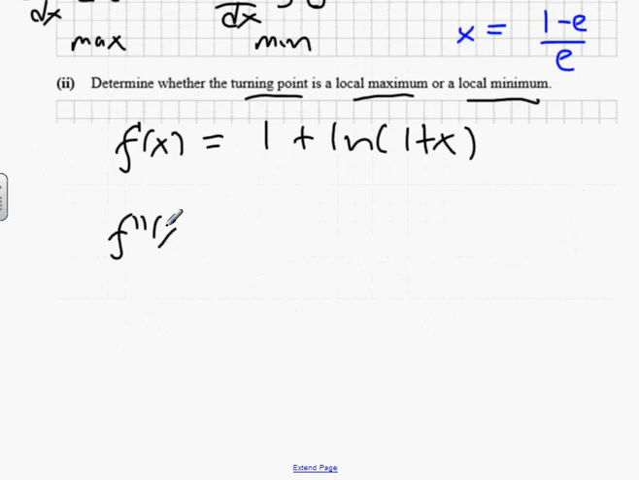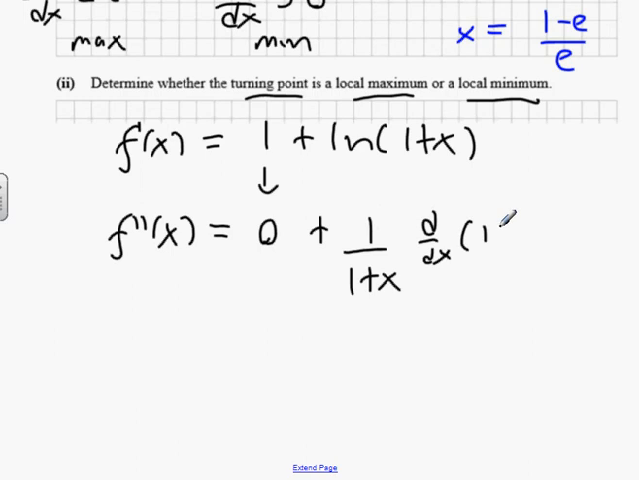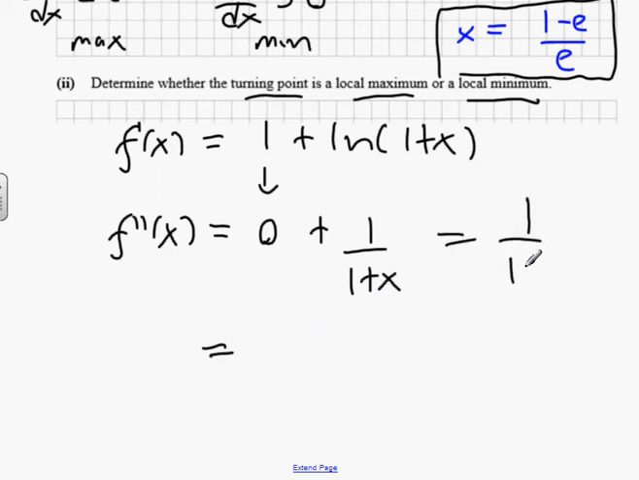So we're going to do the second derivative and differentiate 1, we get 0. Differentiate ln 1 plus x, we get 1 over 1 plus x. Then we differentiate the bracket, which is the 1 plus x. When you differentiate the bracket, you get 1. So it's going to be 1 over 1 plus x. Now, what we have to test next is the x value. We know that x equals 1 minus e over e. So it's equal to 1 divided by 1 plus 1 minus e over e.